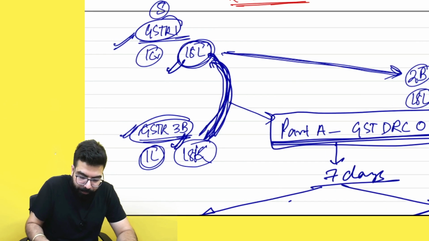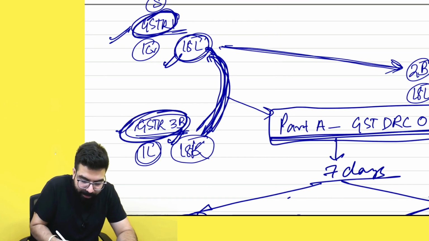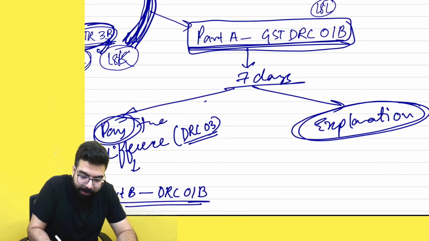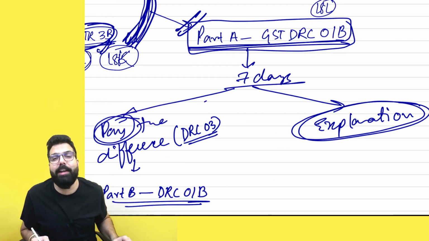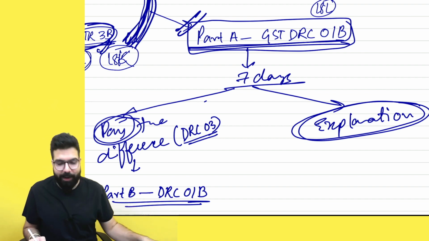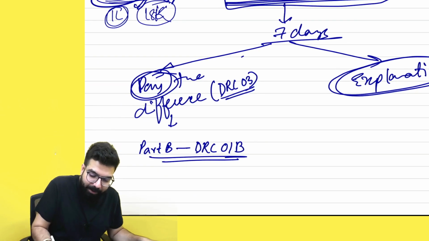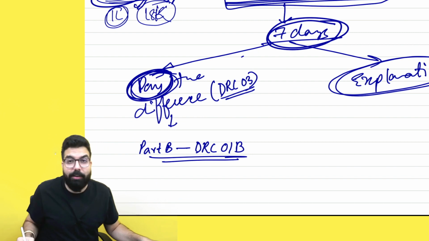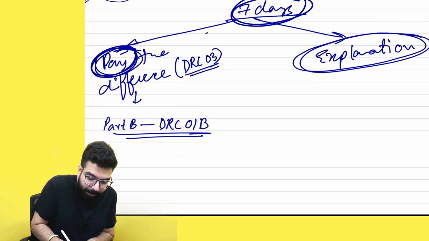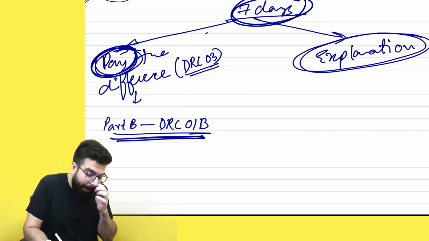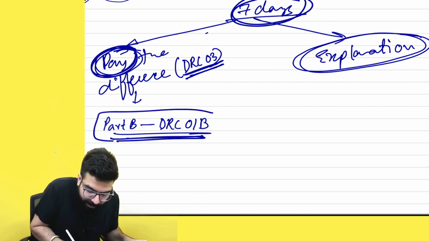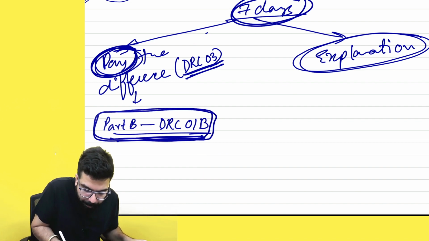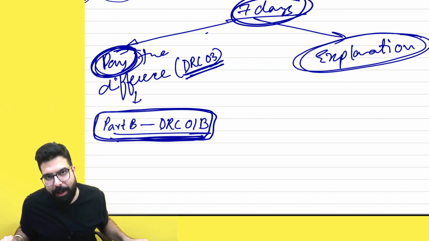Whenever there is any difference between your GSTR 1 and GSTR 3B, they will send you an intimation. Rule number 88C says they will send you an intimation in Part A of GST DRC 01B. Okay, sir, I will pay the difference. You have 7 days. Either pay the difference, and payment can be done using GST DRC 03, and you have to inform them in Part B of GST DRC 01B that, sir, I have made the payment.